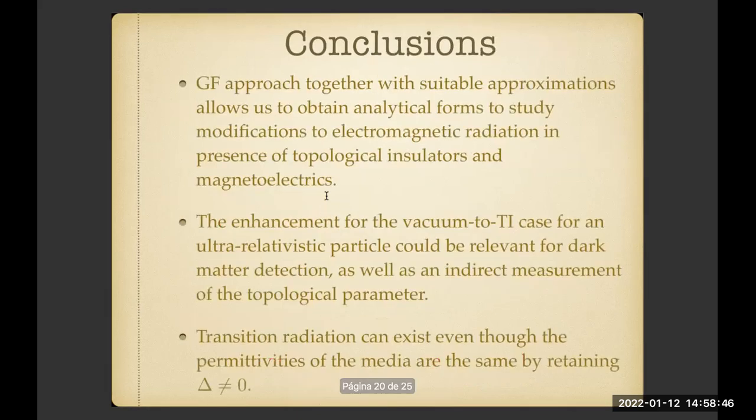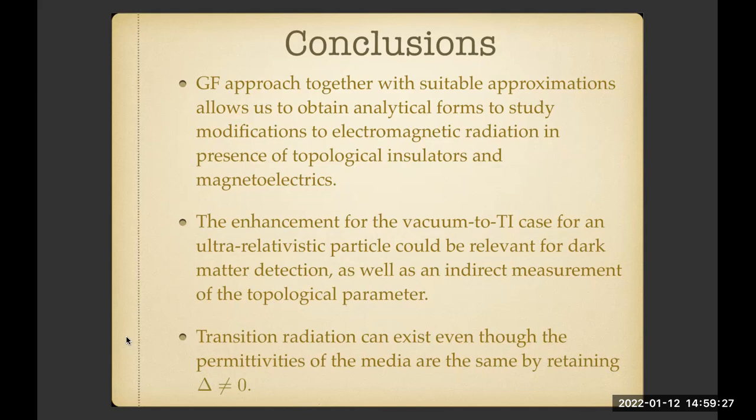So then I'm going to my conclusions. The Green's function approach, together with suitable approximations, allowed us to obtain analytical forms to study the magnification of the electromagnetic radiation in the presence of topological insulators, but also for magnetoelectrics. The enhancement for the vacuum to TI case for an ultra-relativistic particle could be relevant for dark matter detection.